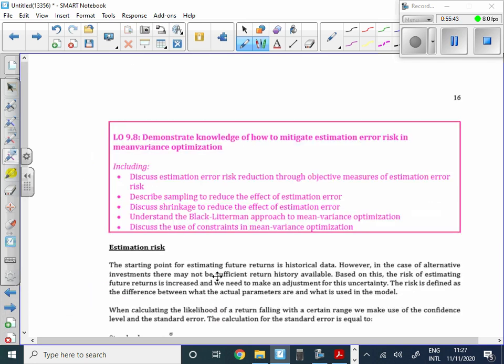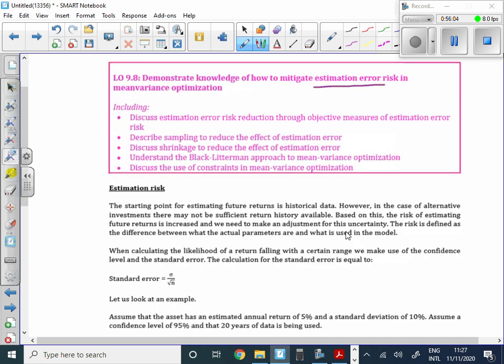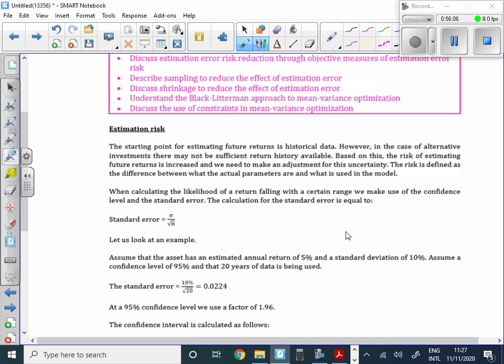Okay, we now look at learning objective 9.8, knowledge of how to mitigate estimation error risk in mean variance optimization. I don't want to scare anybody, of course, but as we know, when we see estimation error and risk like that, we know there's a little bit of quants coming our way. Start off with estimation, guys. The starting point for estimating the future returns is historical data. Well, that'll only be true, of course, guys, if we are using what kind of a model? An empirical model, when I use backward-looking data.